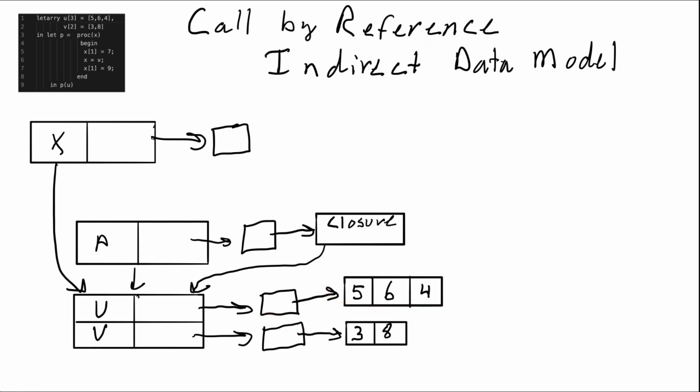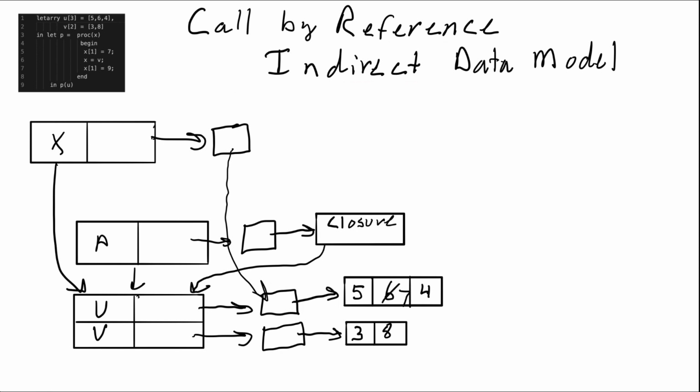So now let's see what happens when we do CallByReference with an indirect data model. CallByReference means that instead of making a copy of what we're passing in, we make a reference to what we're passing in. So in this case, when we're getting ready to call our function and pass u in, we'll set x and make it a reference to what u points to. So x is now a reference that points to the reference of u. And if we follow the rest of the code, the next line is we set the first element to 7.